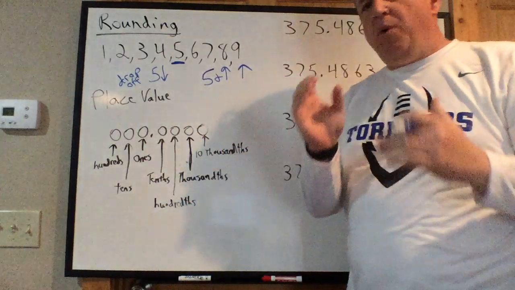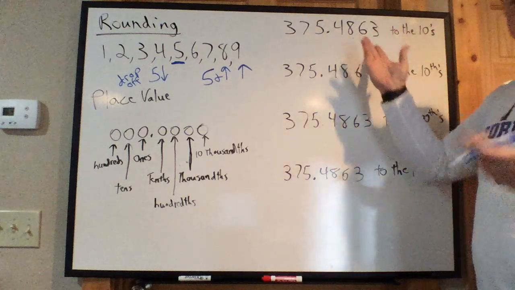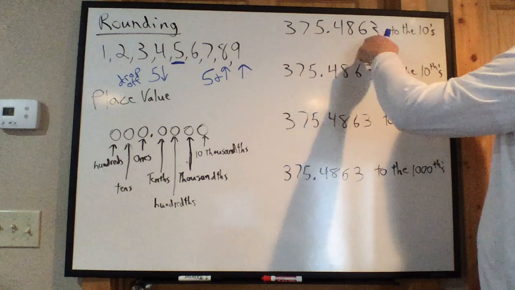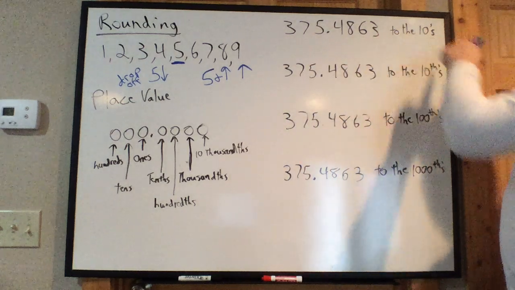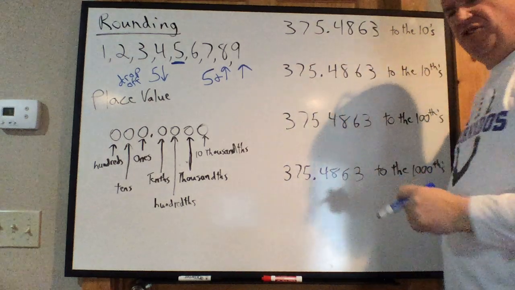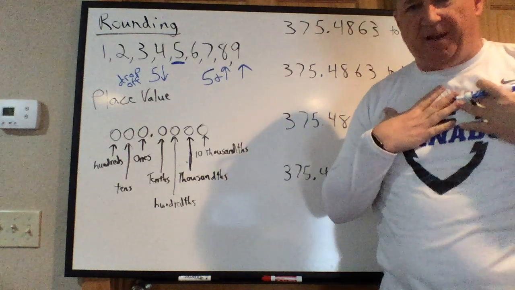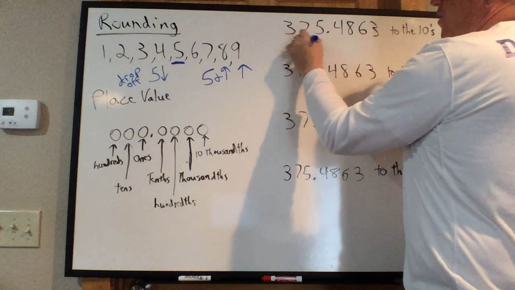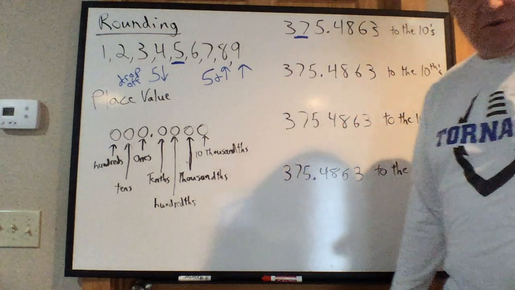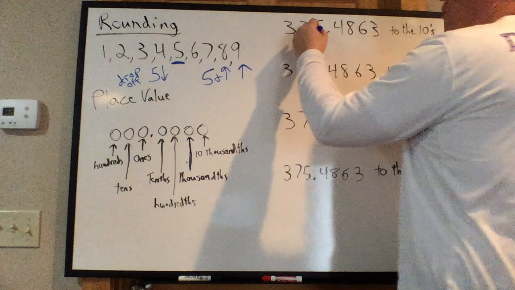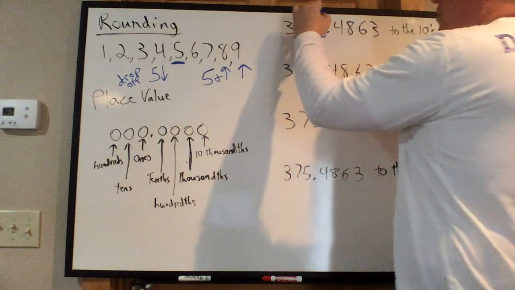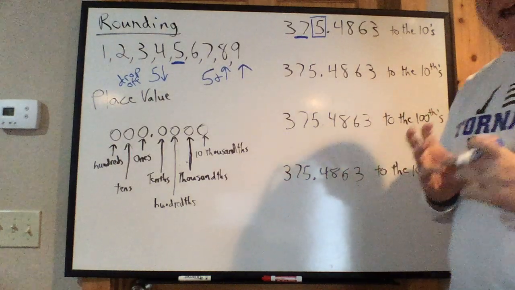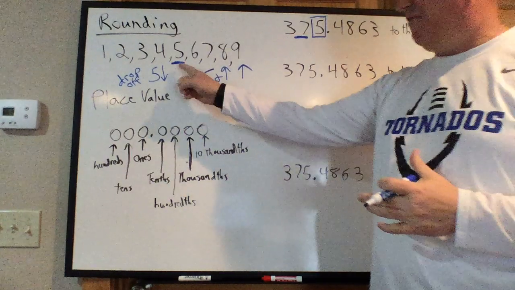But when we start rounding, let's look at our first example. We're rounding 375.4863 to the tens. One of the key strategies I like to use when rounding is to put an underline under the number I'm wanting to round to, and then put a box around the number just to its right. That's the one I have to look at to see whether or not it is a 5 or above.